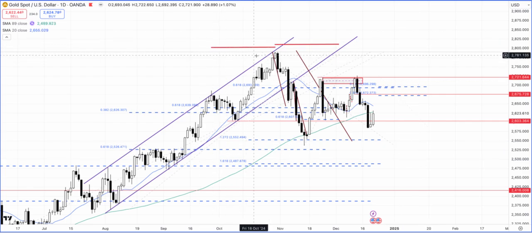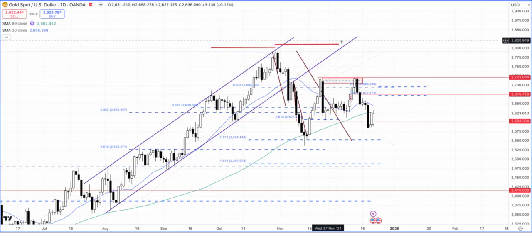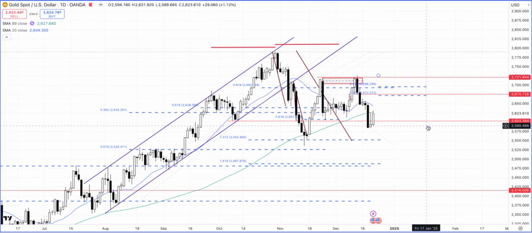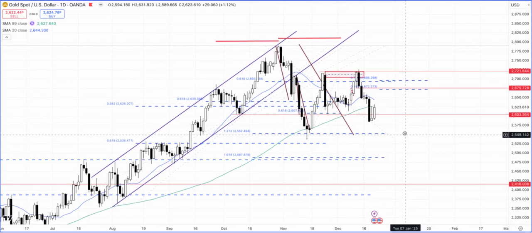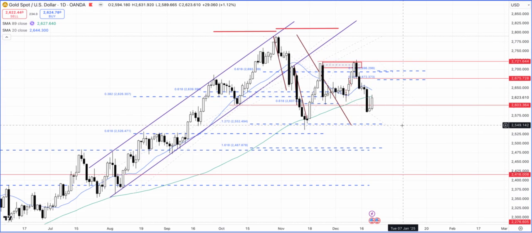And there is a potential that it is actually forming a head and shoulders, because there is pretty good symmetry between the left shoulder and the right shoulder formation. Of course, the neckline will be right here. If it breaks below that, then we're going to see that pattern that we were talking about.